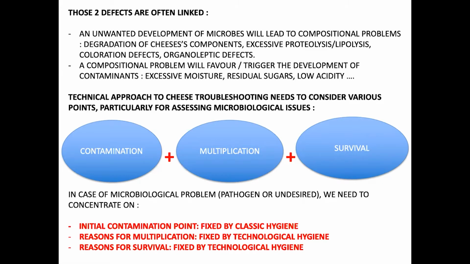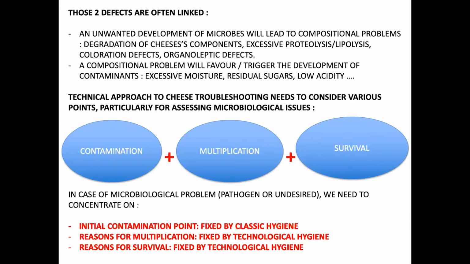I can take the extreme example of Listeria. Listeria will come from somewhere, either the external environment, it can be the milk, it can be the workers, it can be the boots. Then this Listeria eventually will multiply in the cheese if we have the moisture, the pH, the temperature that is in favor of Listeria development. And then this Listeria needs to survive in the cheese in order to create a problem. If the Listeria disappears, it's not a problem anymore. So the problem disappears on its own.